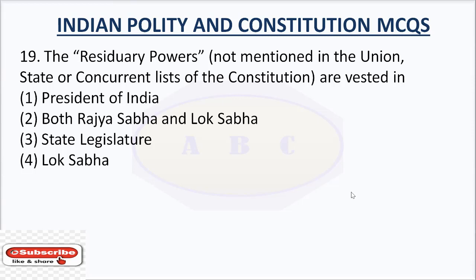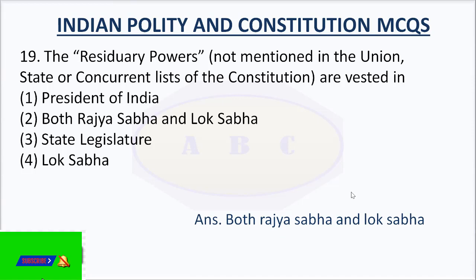Question number 19. The residuary powers not mentioned in the union, state or concurrent list of the Constitution are vested in: option number 1, option number 2, both Rajya Sabha and Lok Sabha. Option number 3, state legislature. Option number 4, Lok Sabha. Right answer is both Rajya Sabha and Lok Sabha.